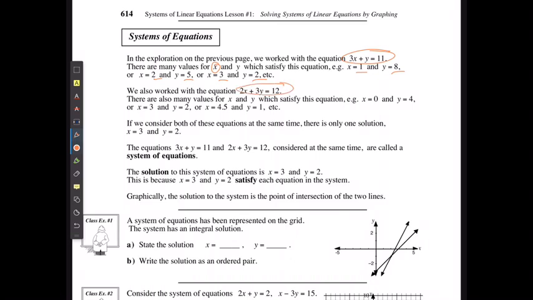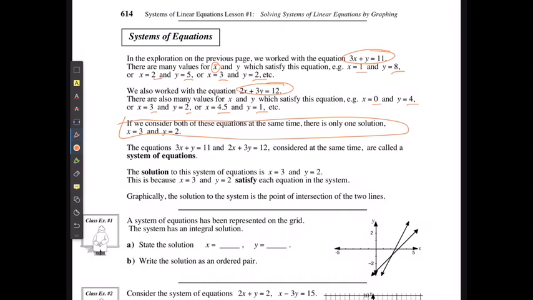The second equation, 2x plus 3y is equal to 12. Well, if x was 0, then y would be 4. If x was 3, y would be 2. If x was 4.5, y would be 1. The only solution that works for both of them is going to be that 3 and 2. So they cross once, never cross again.